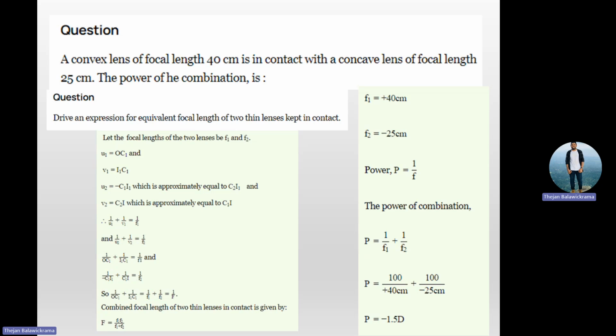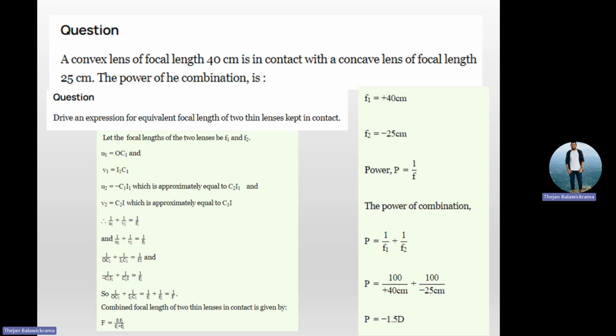So how about this one? Can you try it alone? Now there is a convex lens and a concave lens. Fix the combined lens system: not two convex lenses, but a convex and a concave. Look at how you are going to get the power. Derive an expression for the equivalent focal length for two thin lenses kept in contact.